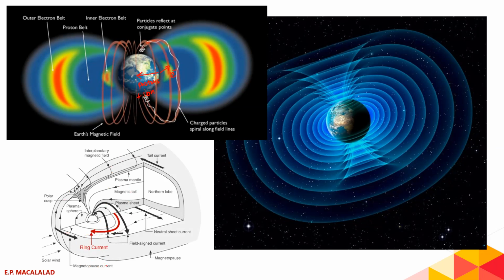Other currents, magnetopause current, field-aligned currents, neutral sheet current, tail current, and other kinds of current will actually depend on the three motions. So you have the influence of the electric field, magnetic field, the drift, the bouncing motion, as well as your gyro motion.